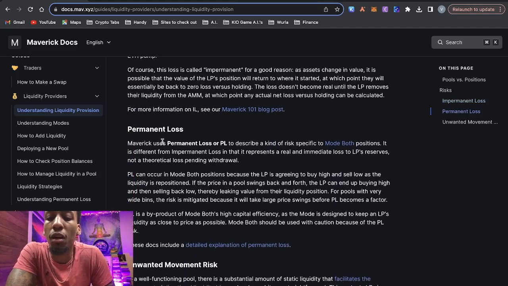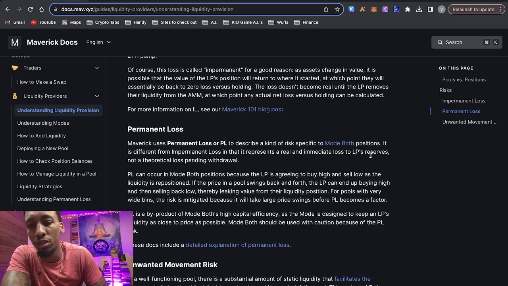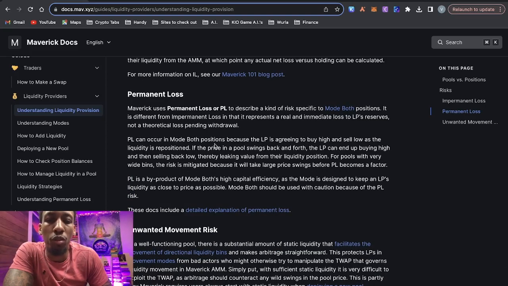However, they also have something called permanent loss. Let's dive into this. Maverick uses permanent loss, or PL, to describe the kind of risk specific to both positions. And these are the modes that they have that we're going to get into. It's different from impermanent loss in that it represents a real and immediate loss to the liquidity provider's reserves, not a theoretical loss pending withdrawal. PL can occur in both positions because the LP is agreeing to buy high and sell low as the liquidity is moved. If the price in the pool swings back and forth, the LP can end up buying high and then selling back low, thereby leaking value from their liquidity position.